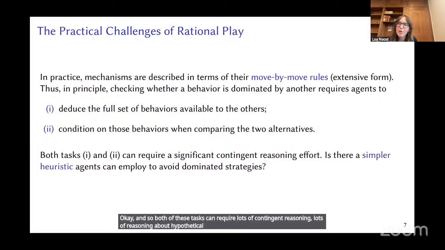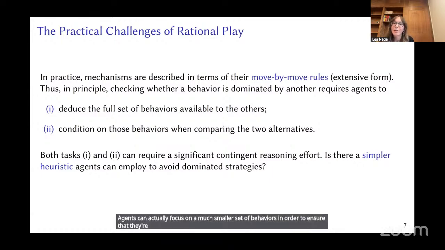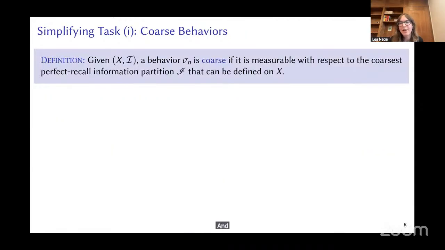And so a natural question is whether there's some sort of heuristic that reduces the burden in terms of the contingent reasoning that agents need to engage in. And it turns out that the answer is yes, and that the answer is that instead of deducing the full set of behaviors available to the others, agents can actually focus on a much smaller set of behaviors in order to ensure that they're playing something that's undominated. Okay. And so this smaller set of behaviors for the others are going to be what we refer to as coarse behaviors.